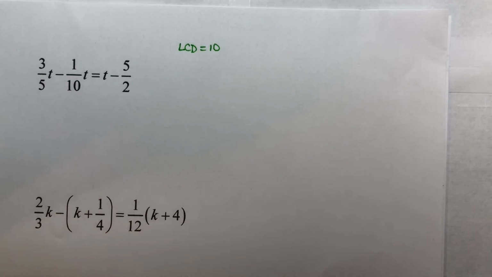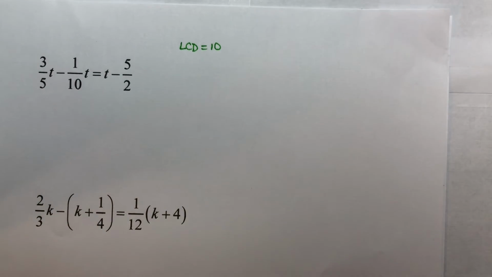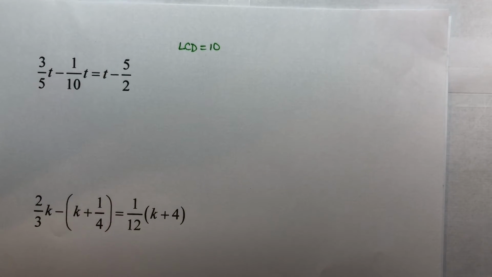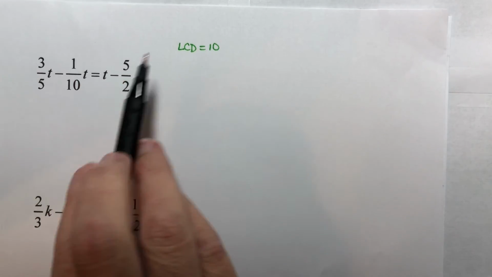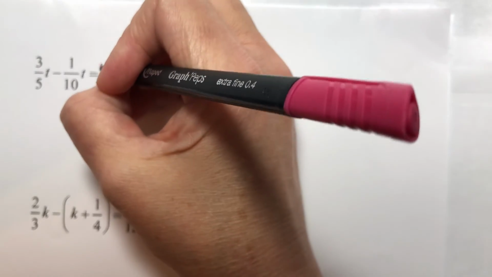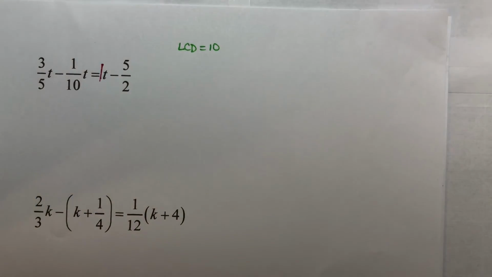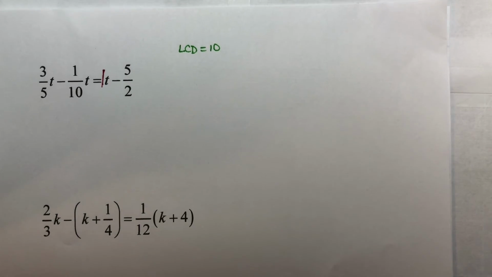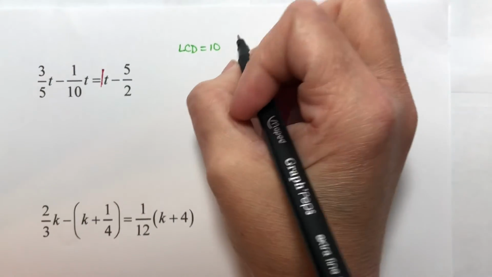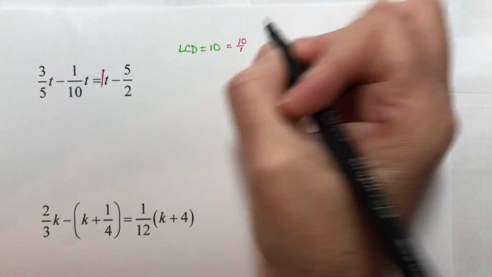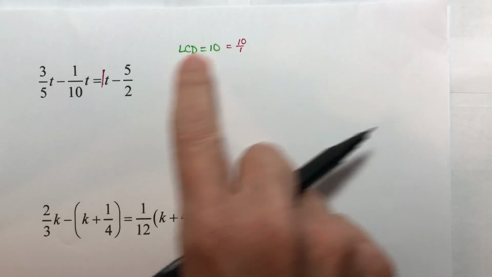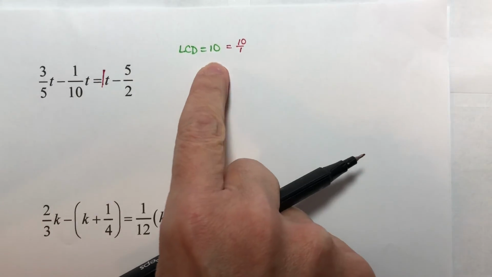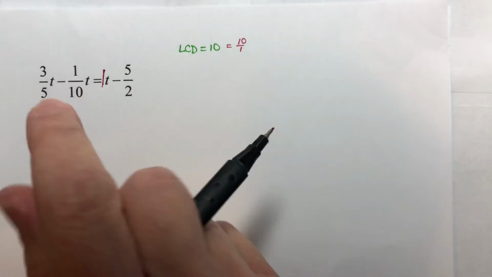My LCD is 10. What I want to do once you find that LCD is you want to multiply every single thing by that LCD. Now the important part here is I'm not just going to multiply these fractions by a 10. I'm also going to multiply that understood 1 right there by a 10. Okay. 10 is the same thing as 10 over 1, right? I'm going to write it as a 10 over 1 when I'm multiplying a fraction. I'm going to write it just as a 10 when I'm multiplying the whole number.